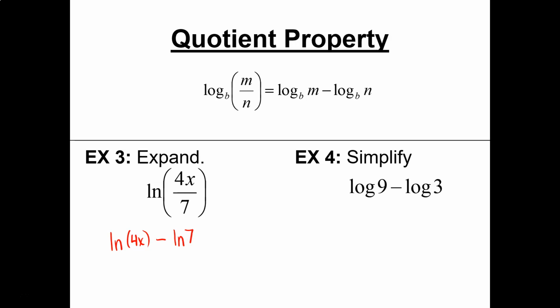Now, is this expanded completely? Is there anything else I could break up? What else could I break up, Luke? The 4, yeah. The 4 and the x are multiplied, so what would I put between them if I break those apart? Addition. So I would say natural log of 4 plus natural log of x. I'm going to put parentheses around that because that should be done first. Minus natural log of 7.